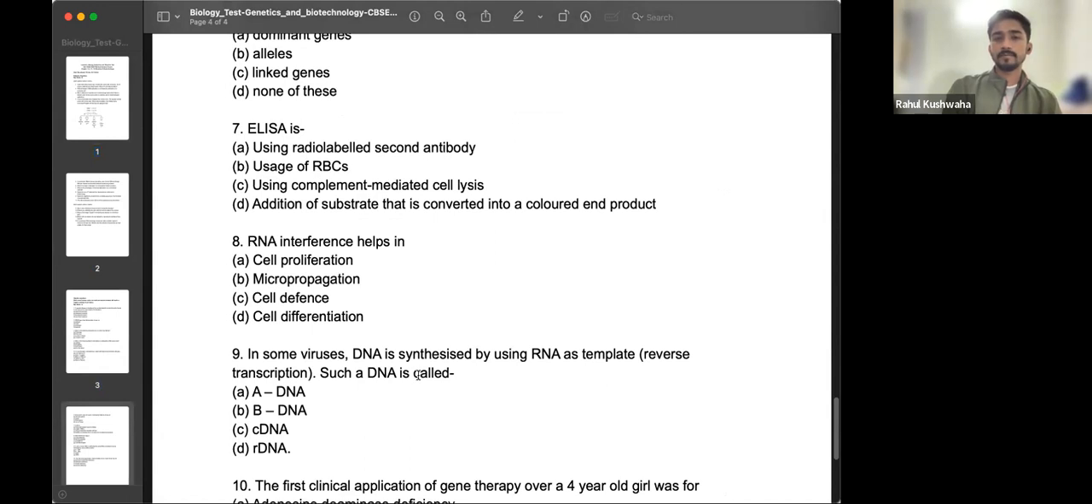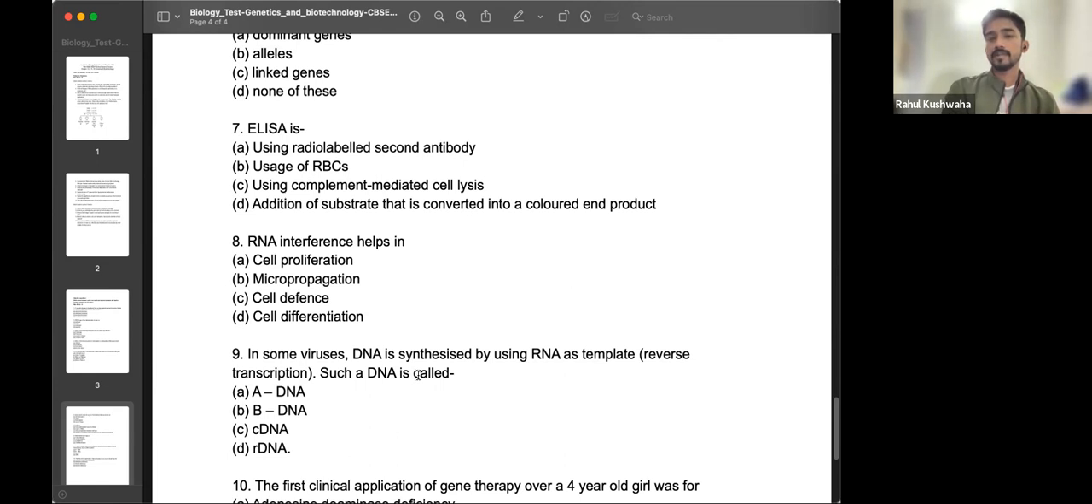Yes, Sahel, what was your problem? Understanding, it's an example of detection. It helps in detecting pathogens, right? Correct. So these were the options. I didn't get the answer for it.